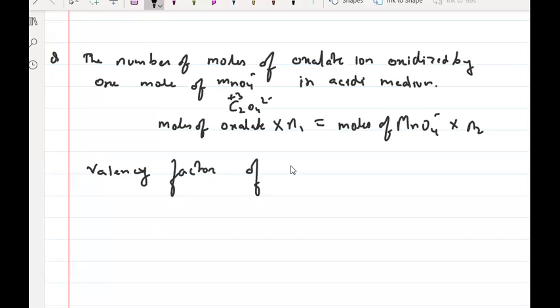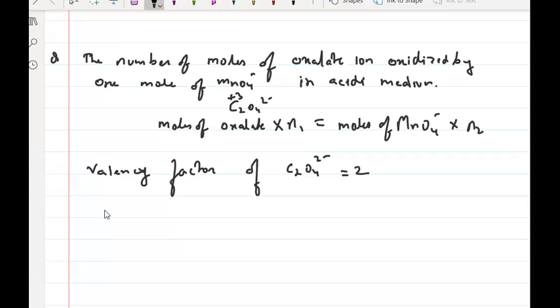The valency factor of C2O4 2 minus. Now, if you don't remember, you can just think intuitively. Because carbon in C2O4 is +3, and it is getting oxidized, so obviously it will lose an electron. After losing 1 electron, it can form +4 only. So it can lose only 1 electron, but here it is C2. So 1 mole of C2O4 gives 2 moles of electrons, so the valency factor of C2O4 is 2.